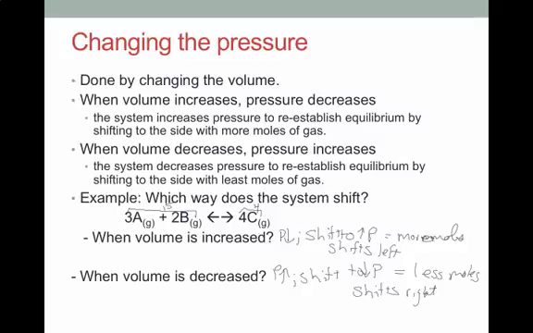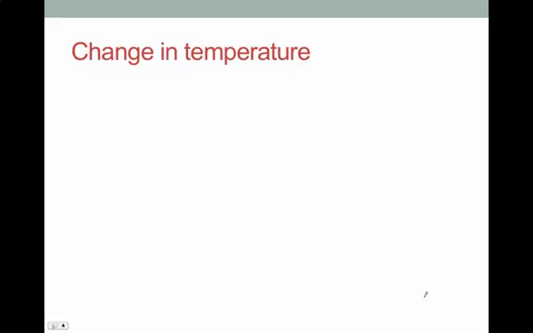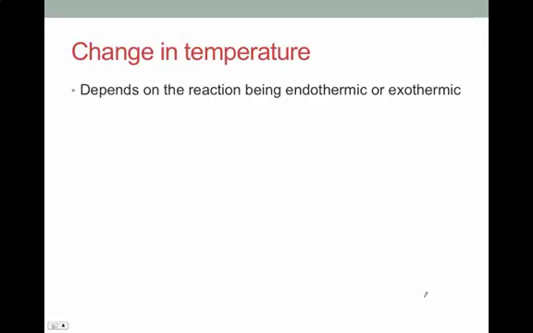Another way that we can stress a system is by changing the temperature. So changing the temperature depends on the reaction being endothermic or exothermic. So how does this affect the way the system shifts? If I have the reaction A plus B is in equilibrium with C, and I know that it's endothermic, well, endothermic means that energy is absorbed, and if energy is absorbed, that means energy is being treated like a reactant. So energy goes on the reactant side.